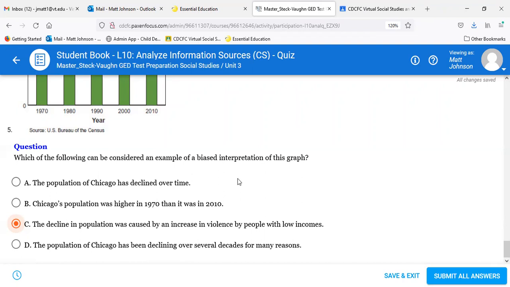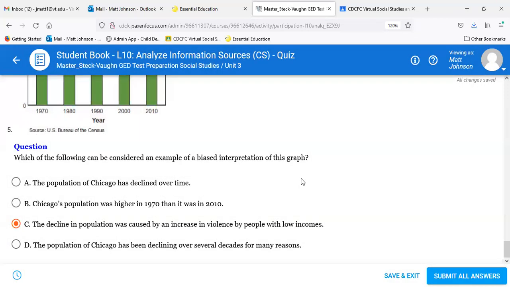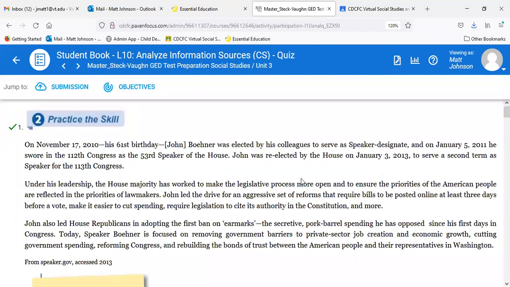Number 5 is C. So what we have here for a quiz: 1 was C, 2 was A, 3 was D as in dog, 4 was B as in boy, and 5 was C for cat. Cat in my lap.